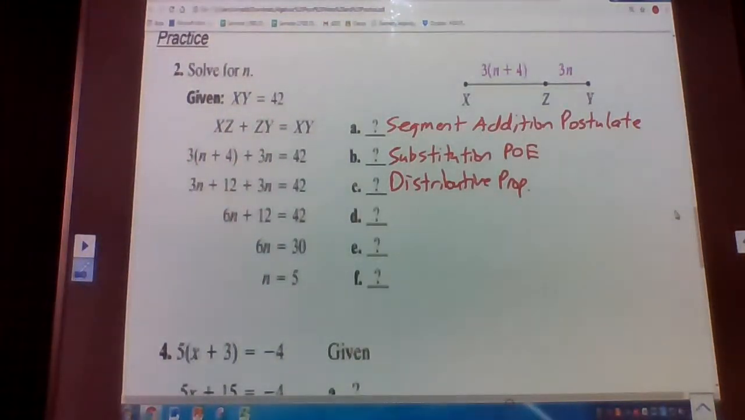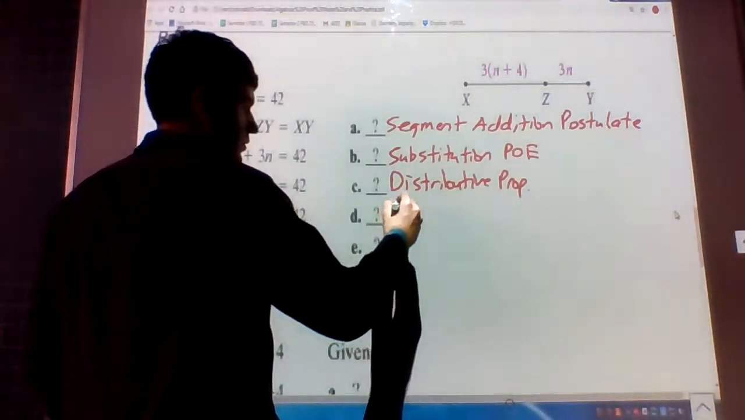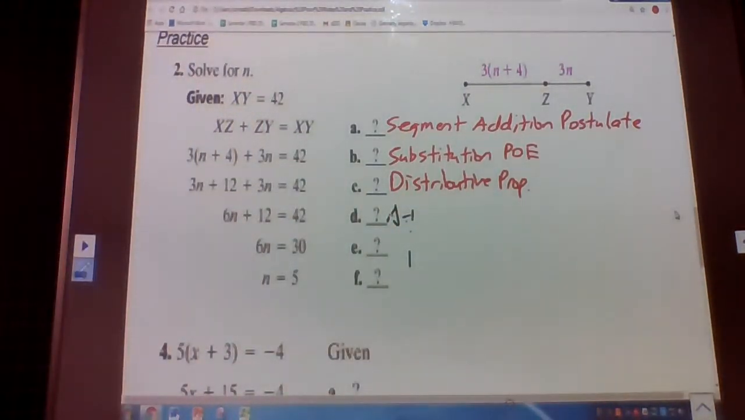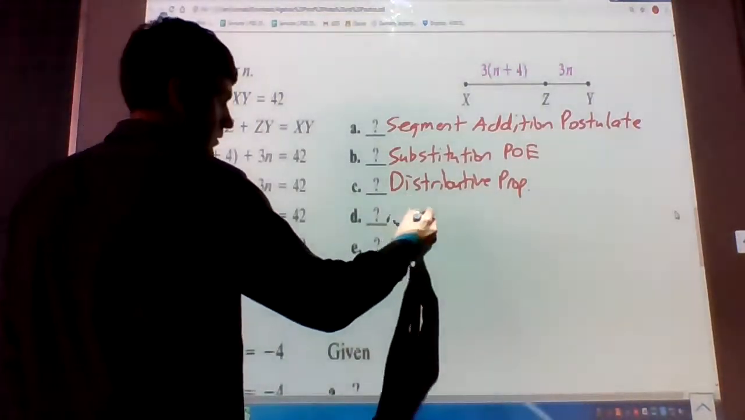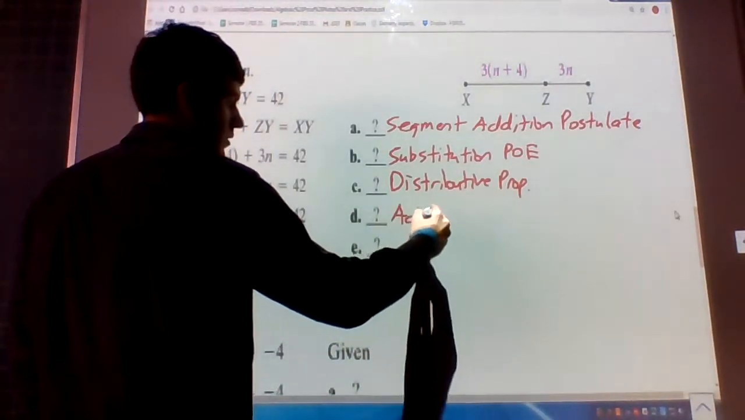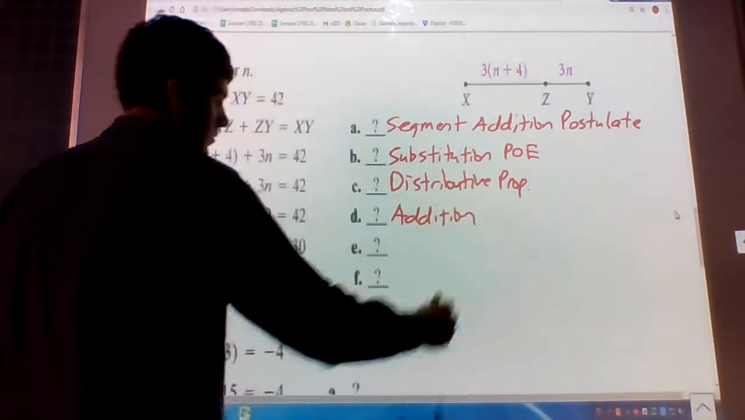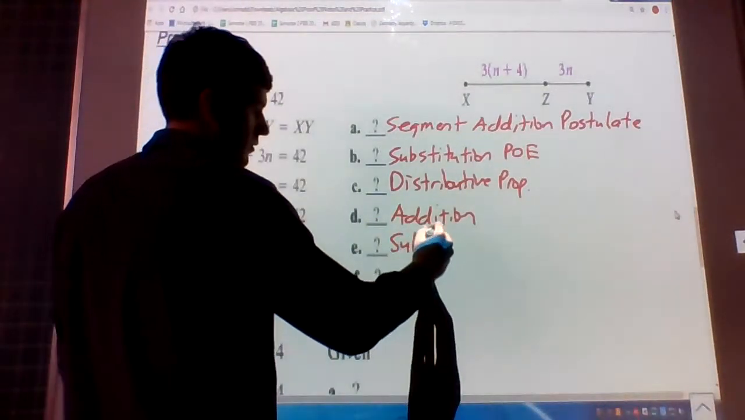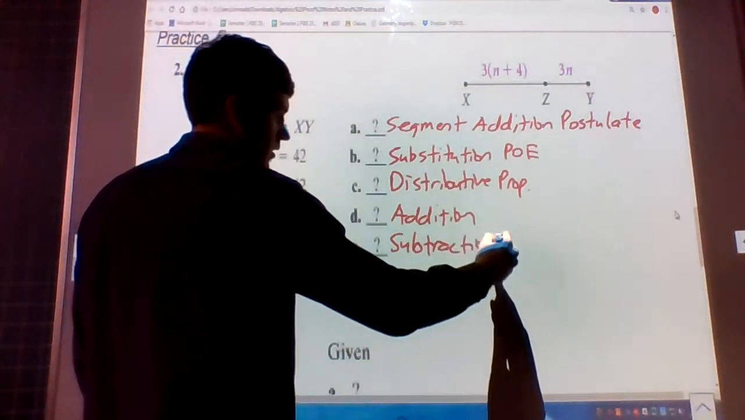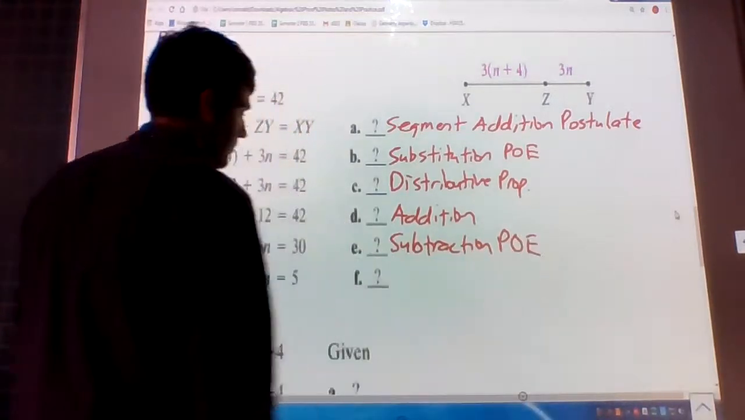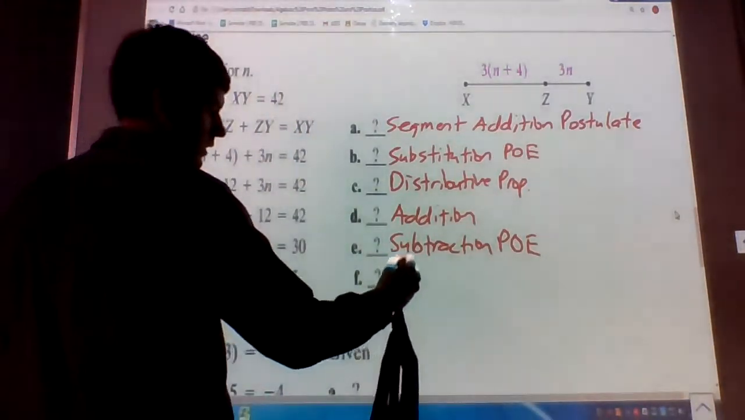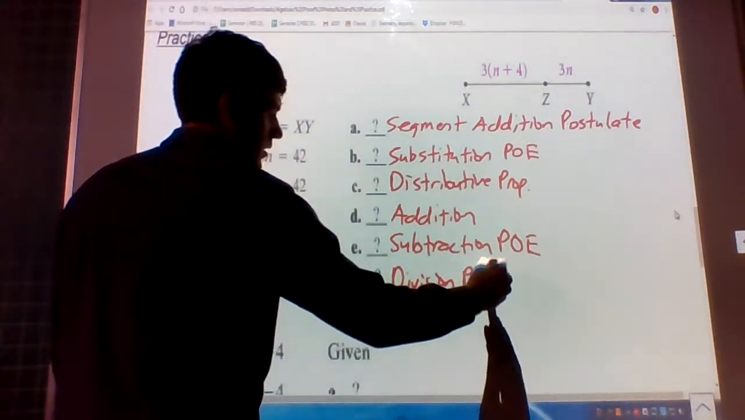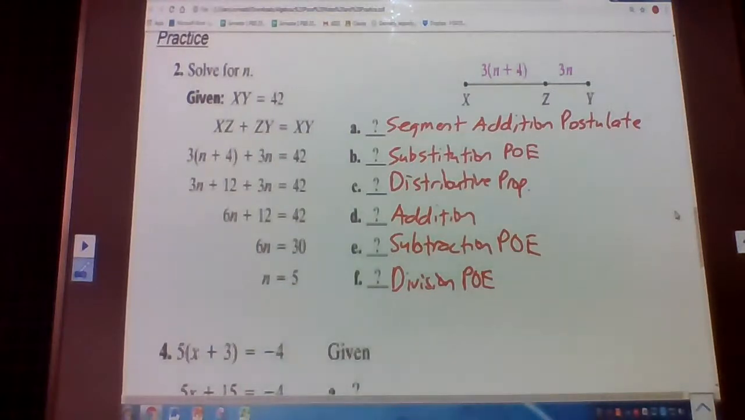Okay, and then they added 3n plus 3n, so that's addition. Okay, and then it was to subtract 12 from both sides, so that's the subtraction property of equality. Okay, and then we did division property of equality to get n equals 5. Divided both sides by 6.